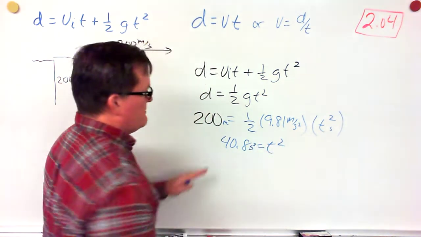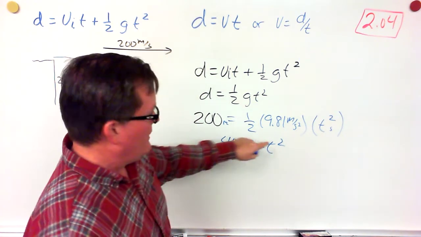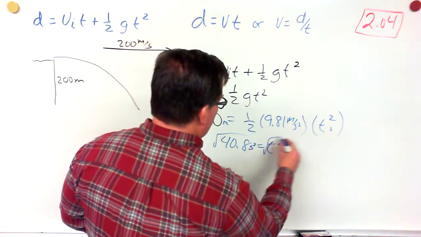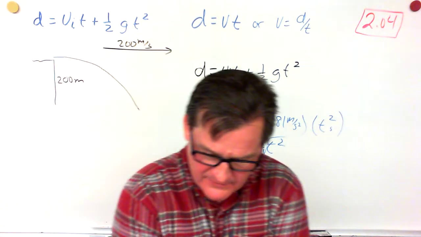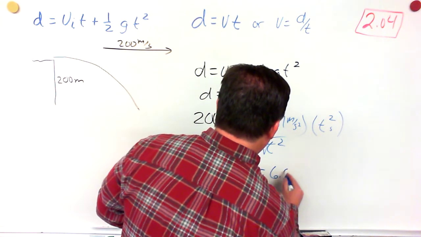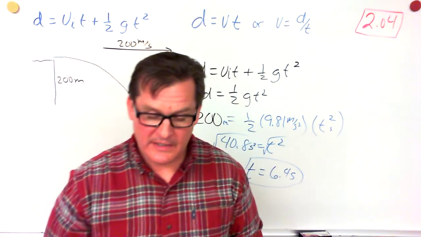And you know, sometimes this is where people mess up. They forget that we need to take the square root of time squared in order to get time. So I take the square root of both of these. I'll go ahead and point that out because that is a fairly common mistake. And we should get somewhere around 6.4 seconds for the time. And that is the answer to this problem, 6.4 seconds.